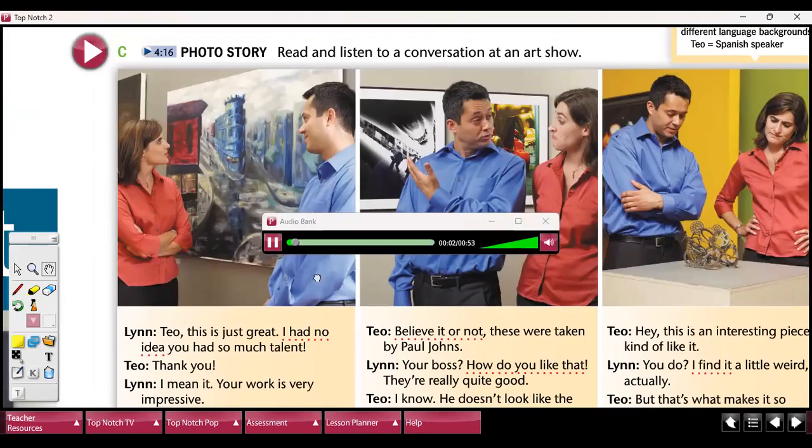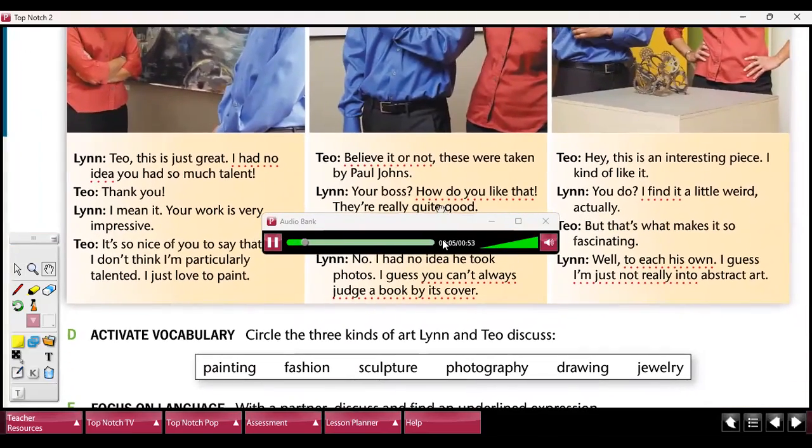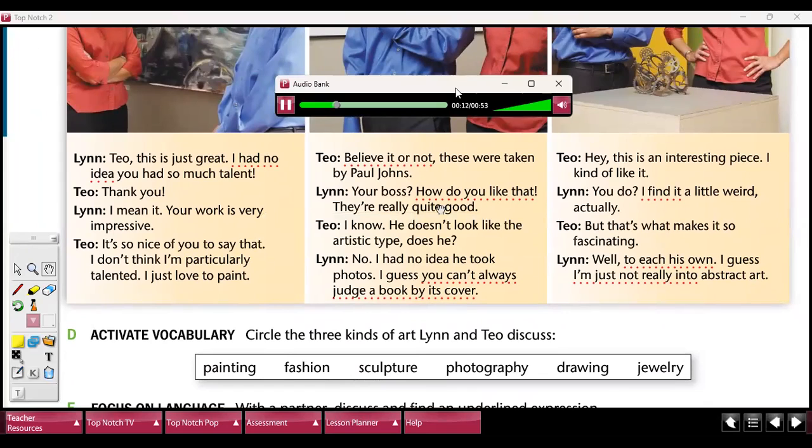Read and listen to a conversation at an art show. Teo, this is just great. I had no idea you had so much talent. Thank you. I mean it. Your work is very impressive. It's so nice of you to say that. I don't think I'm particularly talented. I just love to paint. Believe it or not, these were taken by Paul Jones. Your boss? How do you like that? They're really quite good. I know. He doesn't look like the artistic type, does he? No. I had no idea he took photos. I guess you can't always judge a book by its cover. Hey, this is an interesting piece. I kind of like it. You do? I find it a little weird, actually. But that's what makes it so fascinating. Well, to each his own. I guess I'm just not really into abstract art.